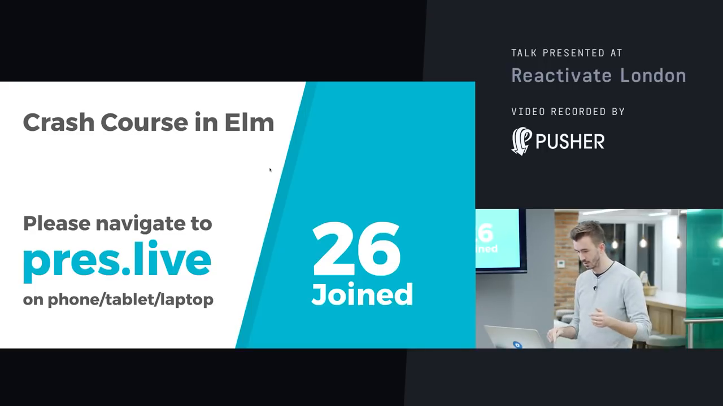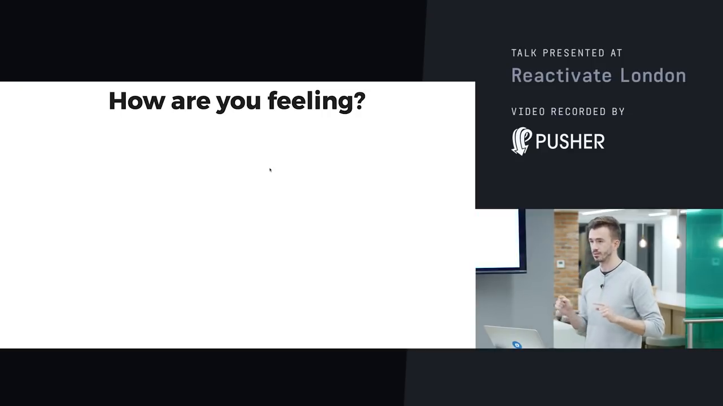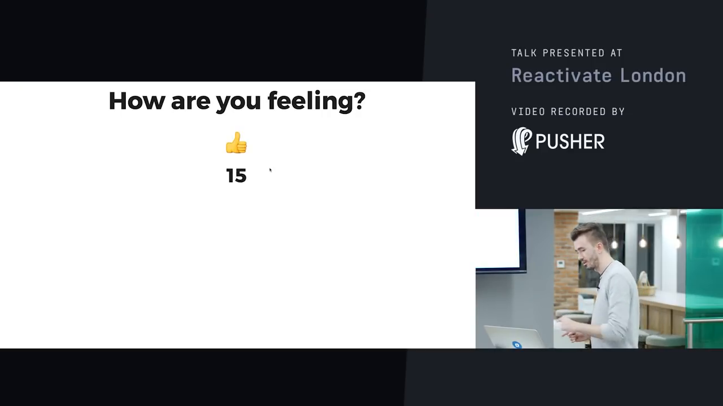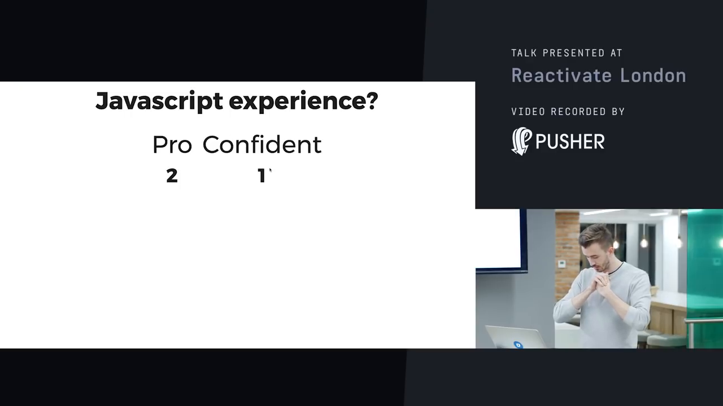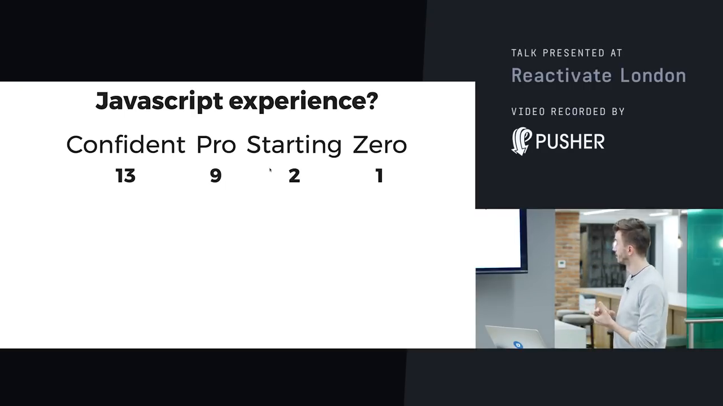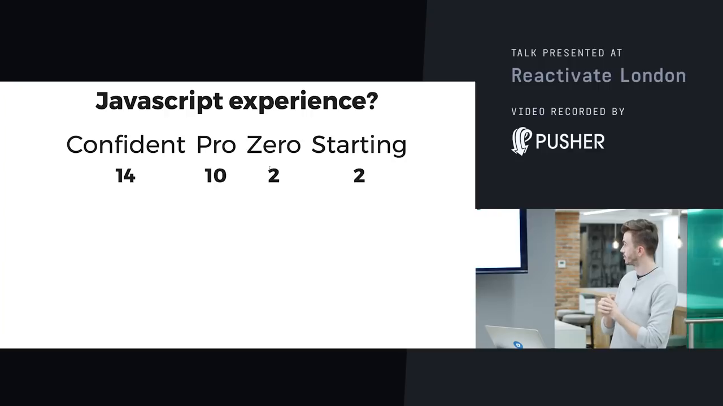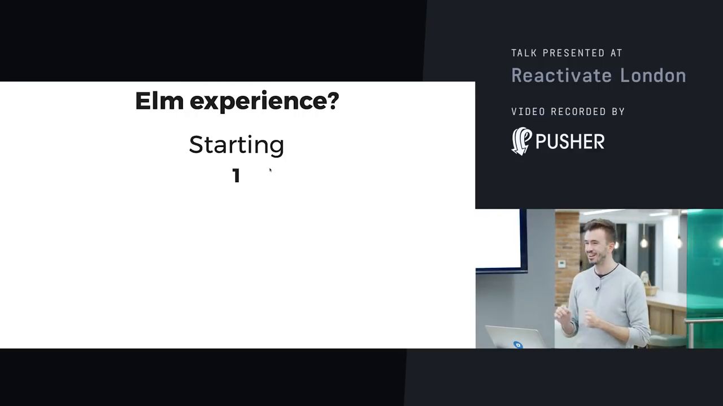Cool, so this is an Elm app that you're currently looking at. Some of you are still joining. So let's just start it really easy. How are you feeling? Everyone's feeling good, hopefully. Awesome. No one's feeling bad, that's great. JavaScript experience. 0, starting, confident, or pro. Pro meaning you work in JavaScript professionally. Okay. So we've got some people that are 0, some people that are starting. This is going to be awesome for you. For the rest of you, you've got prior knowledge that's going to hold you back. I'm just kidding.